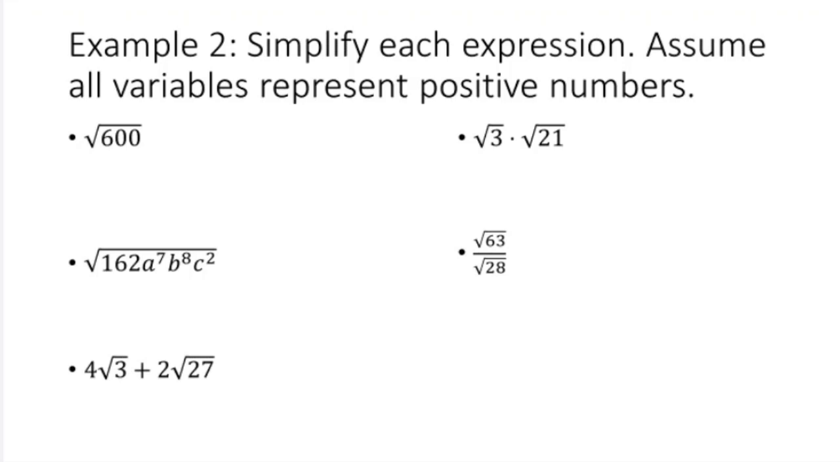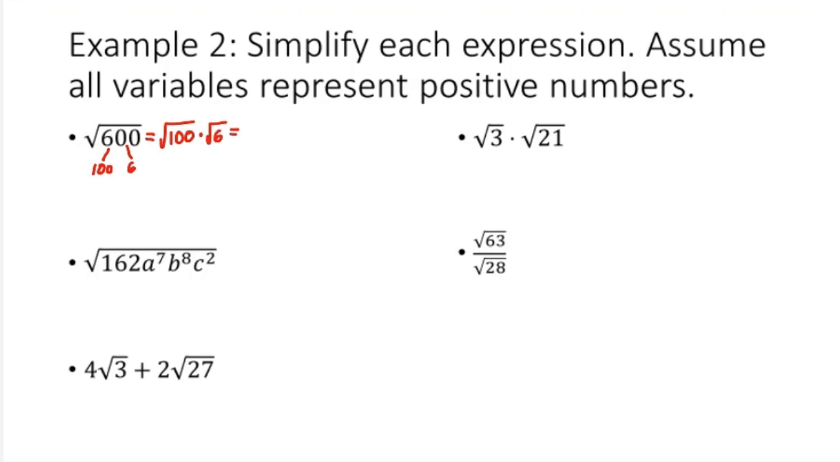In this example here, we're going to use the properties from the previous slide to simplify each expression, and we're going to assume all variables represent positive values. First, let's take a look at the square root of 600. 600 is not a perfect square, but there is a factor of 600 that is a perfect square. 600 is the same as 100 times 6. So thanks to the first property from the previous slide, the square root of 600 is the same as the square root of 100 times the square root of 6.